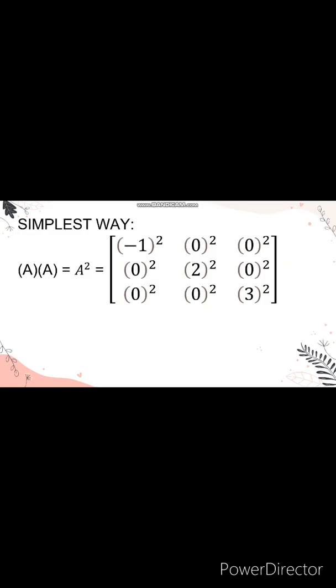There is a simpler way to get the product of AA. A multiplied by A is equal to A squared. I squared all the elements of matrix A, and I get the same answer.